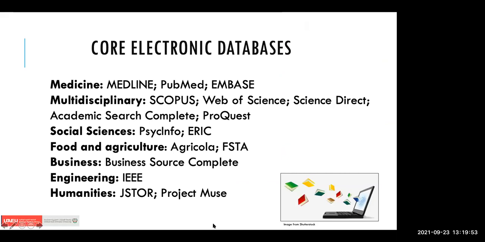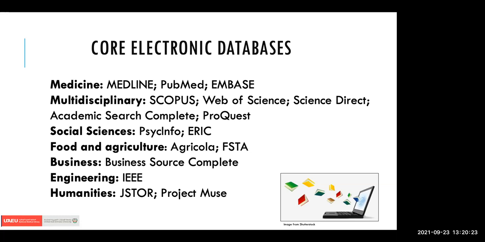Electronic databases: there are of course many different databases that could be of interest for a systematic search. Looking at the different disciplines in medicine, we have Medline, PubMed, Embase, of course. And for any discipline, we have multidisciplinary academic databases: Scopus, Web of Science, Science Direct, Academic Search Complete, ProQuest. They're all multidisciplinary databases that can be used on any topic.